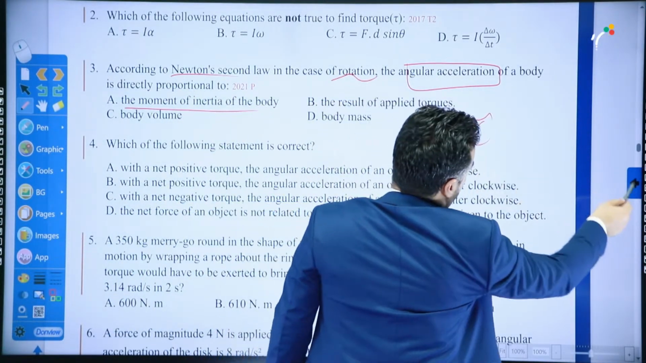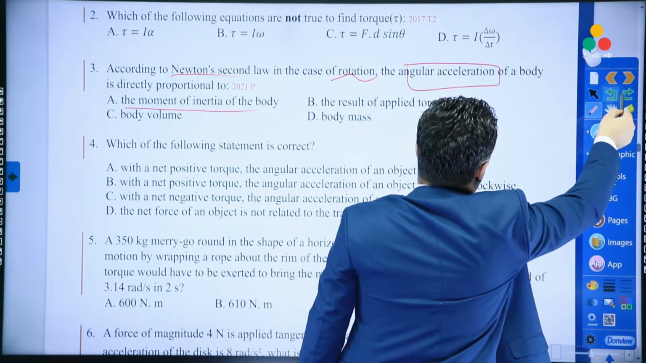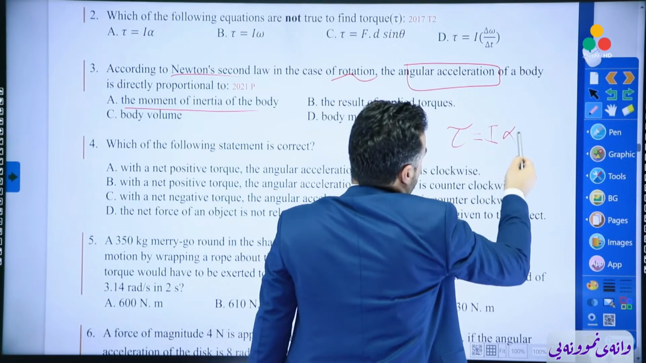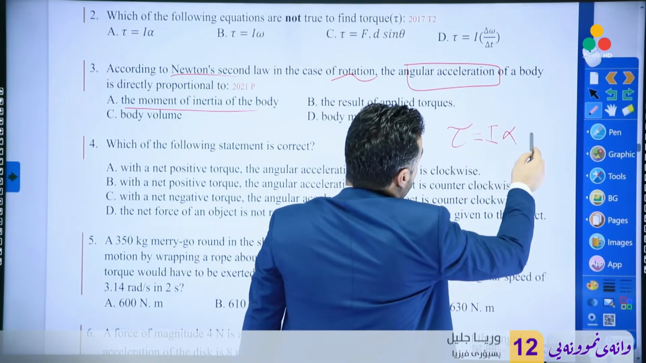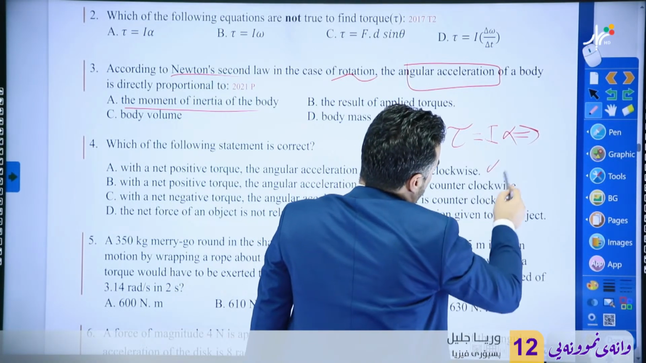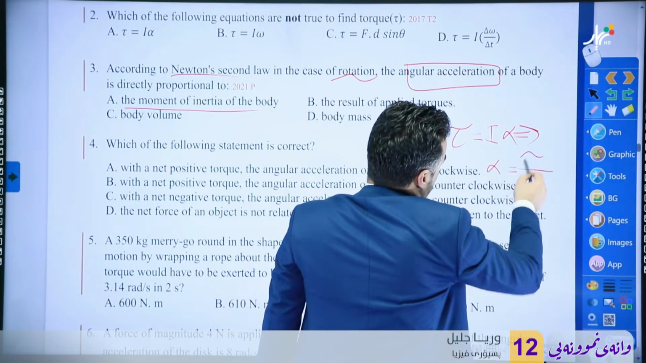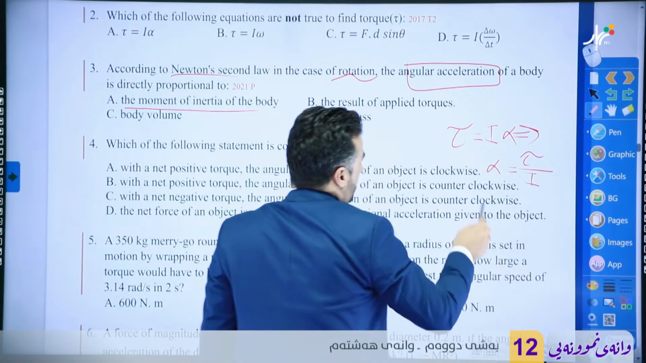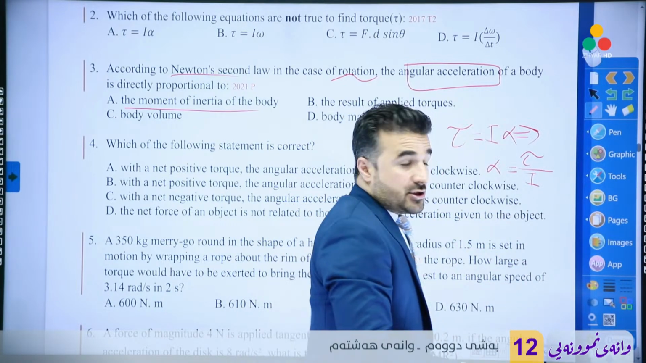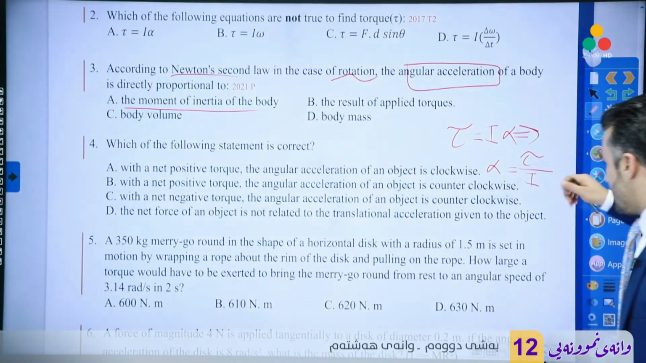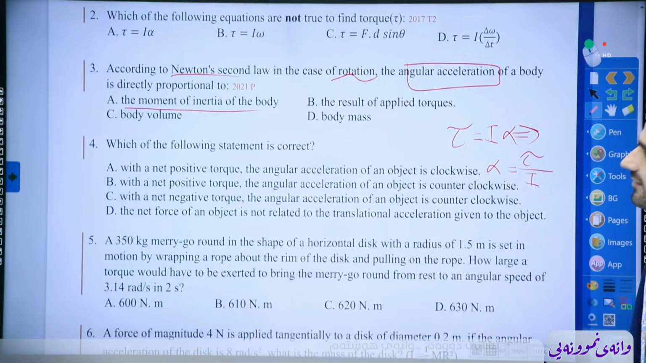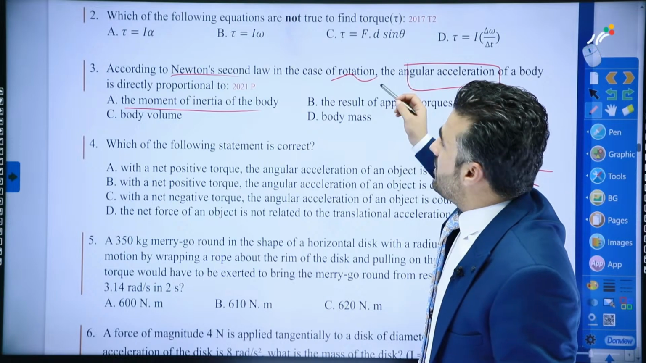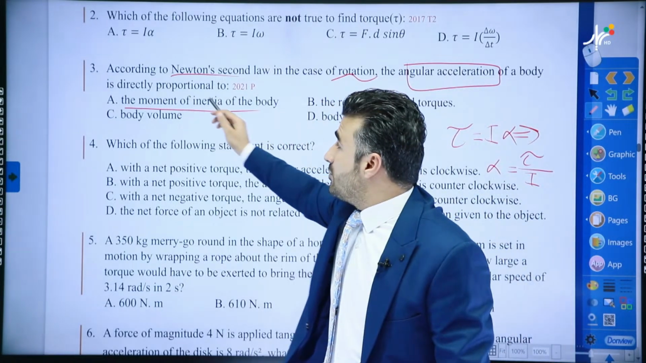Net torque, let's write a nice one, equals moment of inertia times angular acceleration. So angular acceleration equals the net torque divided by the moment of inertia. Now, whatever is above the fraction is directly proportional. If it is something below the fraction, it means inversely proportional. So according to Newton's second law of motion, the angular acceleration of a body is directly proportional to what?